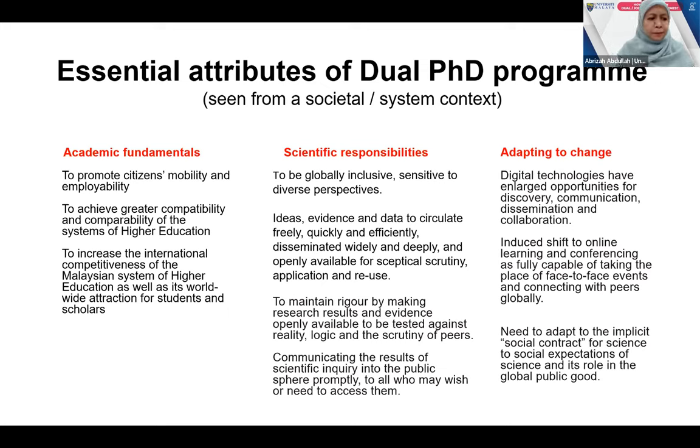When students do research, they have the obligation and responsibility to make sure their research is disseminated globally. So a dual PhD program fosters scientific responsibility in making research globally inclusive. Also to make sure that ideas, evidence, and data can circulate freely and be disseminated widely and deeply. Most universities that embark on dual PhD, especially in Europe, are really into openness and transparency in research. So they have the scientific responsibility to maintain the rigor of their research, and in the end, communicate the results to the global community, not just the scientific community. This is what they uphold in relation to openness and transparency, and they are practicing open science.